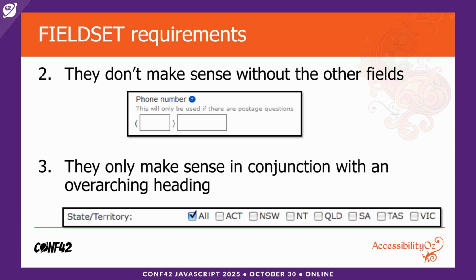Thirdly, they only make sense in conjunction with an overarching heading. For example, if you have a list of states and you have a list of checkboxes, then all those checkboxes are related and they have an overarching sort of name of state. So you want the states to be grouped with a name of state or territory.